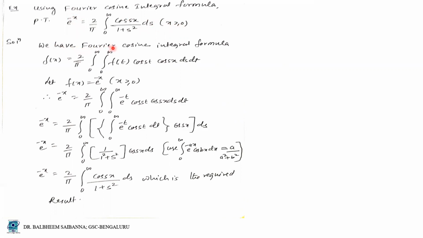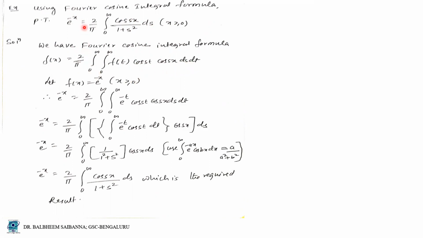We have the Fourier cosine integral formula, as we studied in the previous class: how we write the cosine integral formula, the sine integral formula, and the Fourier integral formula. Here we are writing the cosine. Why? Look at the integral: it contains cos sx, so that is why we are using the cosine integral formula. That is, f of x is equal to 2 by pi double integral over 0 to infinity f of t cos st cos sx ds dt.